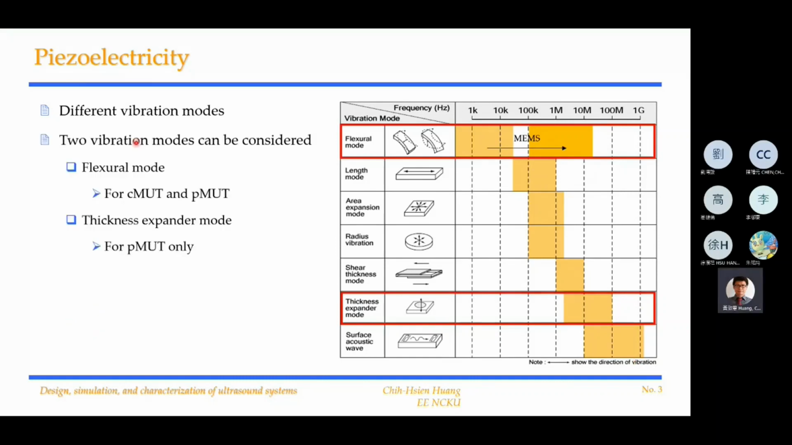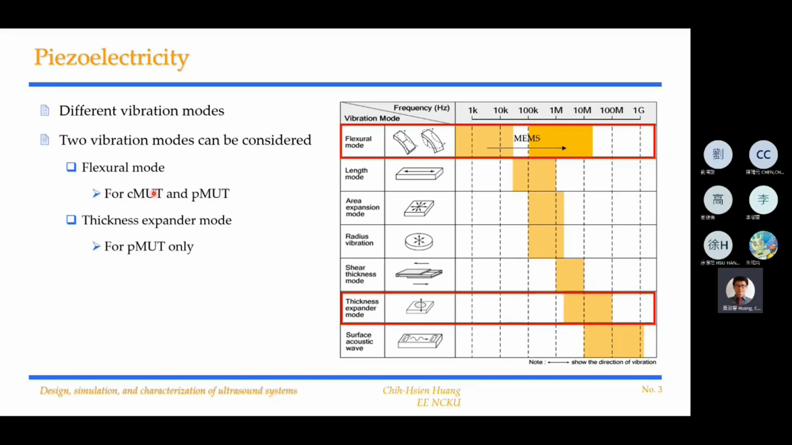So usually two vibration modes are considered in the micromachined ultrasound transducer. First is a flexural mode, and for both CMUT and PMUT we can use flexural mode. CMUT means capacitive micromachined ultrasound transducer. Capacitive means it uses electrostatic force, so it cannot generate a thickness mode, because electrostatic force is not able to do thickness vibration.